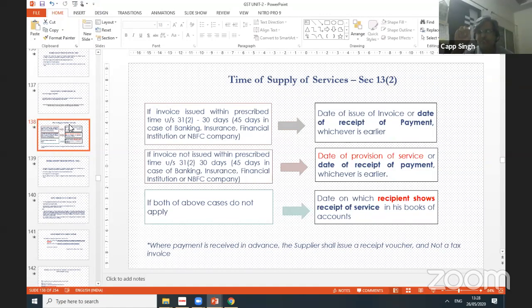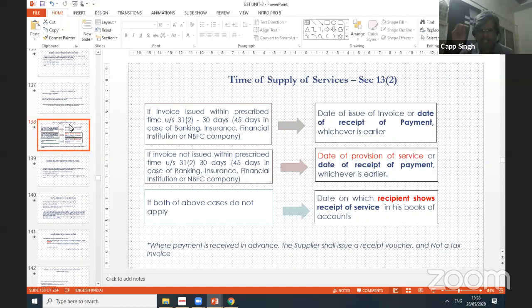So, if the invoice is issued within 30 days of provision of service, suppose I have rendered services in the month of March, on 15th of March, then I have to issue the invoice within the next 30 days. So I have to issue the invoice by 14th of April 2020. If I have not issued the invoice up to 14th April 2020, then the date of liability will go back to the date on which the provision of services was made. So on 15th of March itself the taxable liability arises, and on that date we are liable to pay GST.